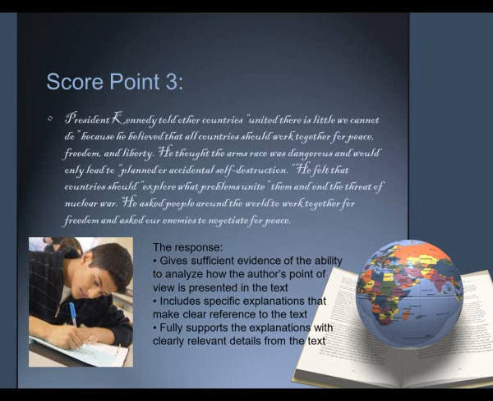This item received 3 points on a 3-point scale because it gave sufficient evidence that the student was able to analyze how the point of view is presented in the text. It included specific examples and explanations that made a clear reference to the text, and it supported those explanations with details from the text. It's a short answer, but it did receive the full points.